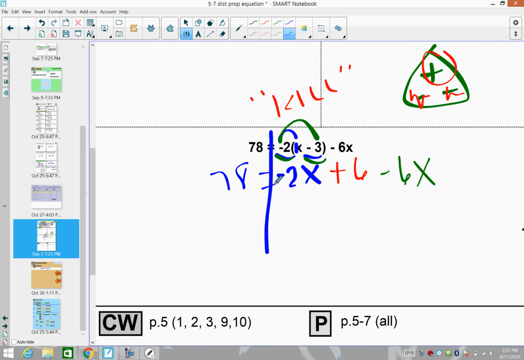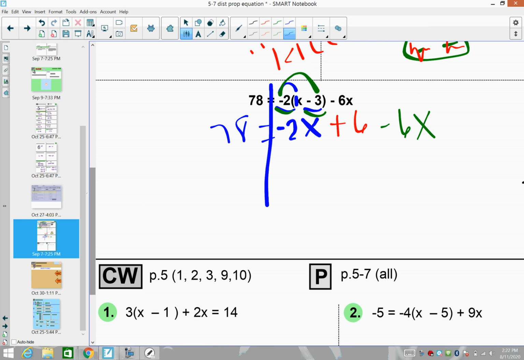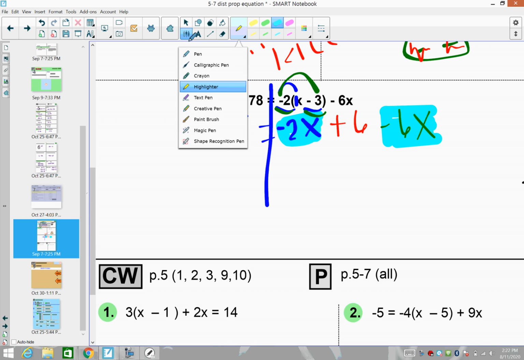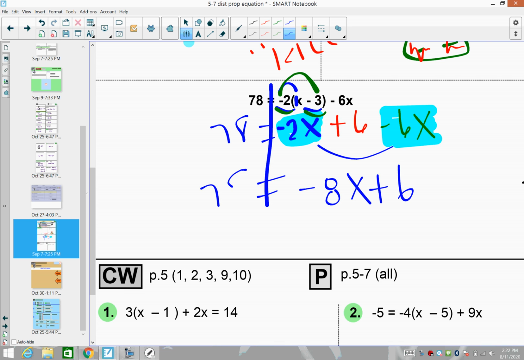So we have, combine like terms as our next step. So we're going to go ahead and combine the x's. So let's check out these x's. So for my x terms, we end up with -8x plus 6 equals 78. So we're going to build house, build fence, clean yard, clean yard. So the operation would be subtraction.